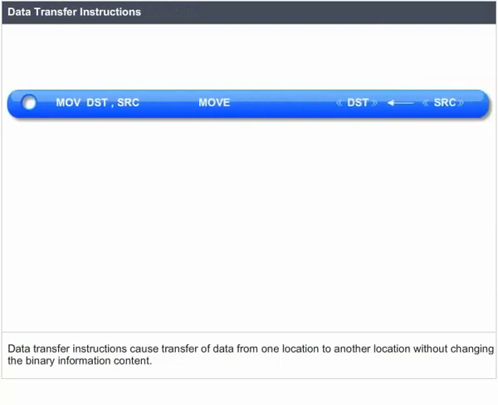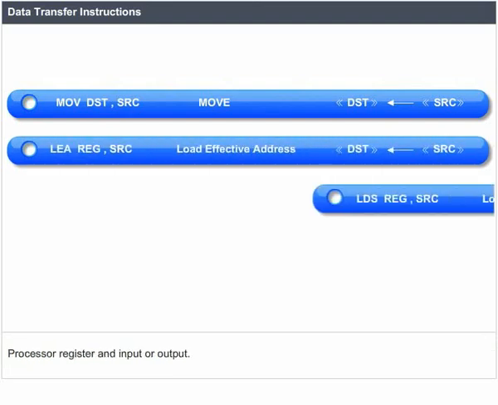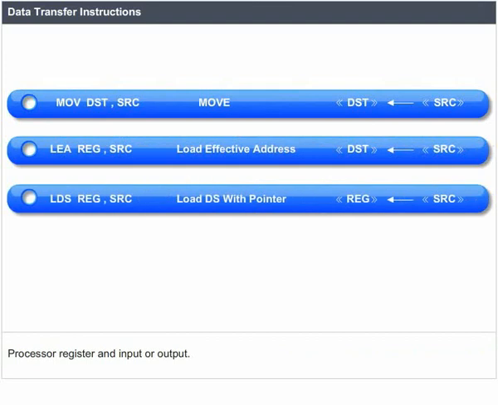Data transfer instructions. Data transfer instructions cause transfer of data from one location to another location without changing the binary information content. Transfers are between memory and processor registers, processor register and input or output, between the processor registers themselves.